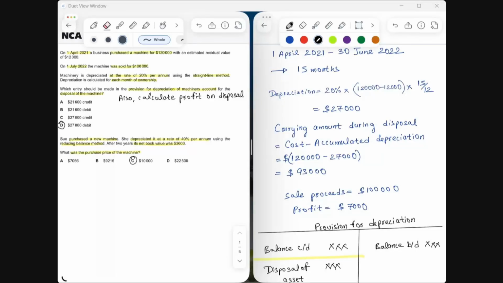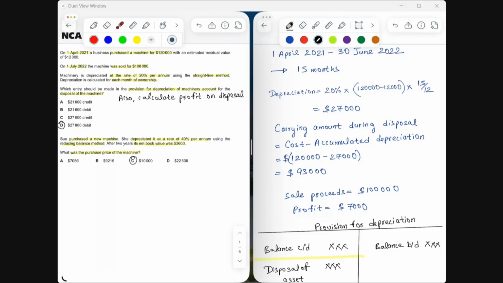Hi everyone, today's lesson we are solving a question which requires you to understand the provision for depreciation of machinery account and how relevant disposals can affect this account. So we have got two questions as you can see on the left hand side of our screen, and on the right hand side we have got all the workings which I'll explain step by step. With that being said, let's begin.